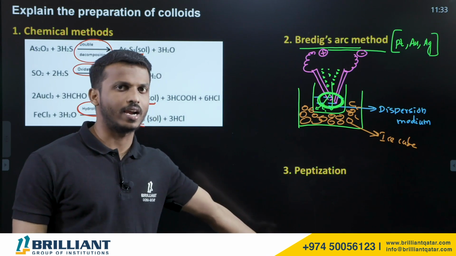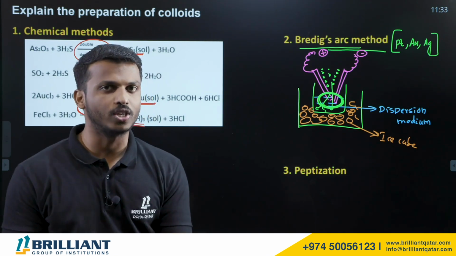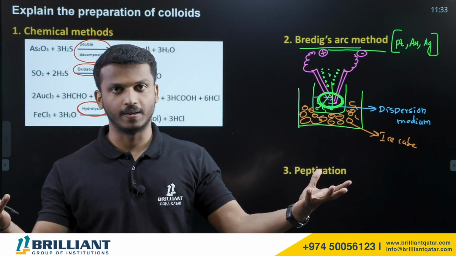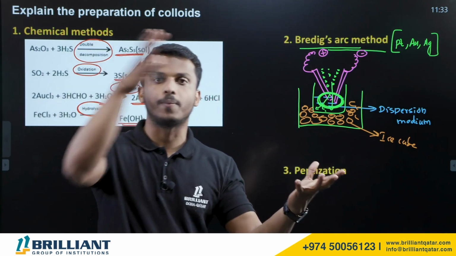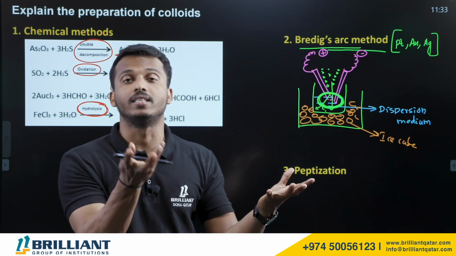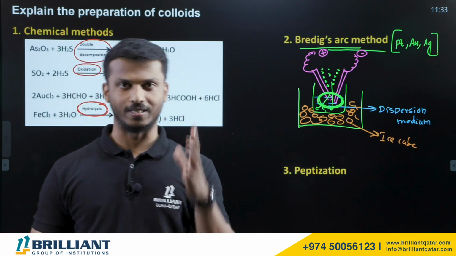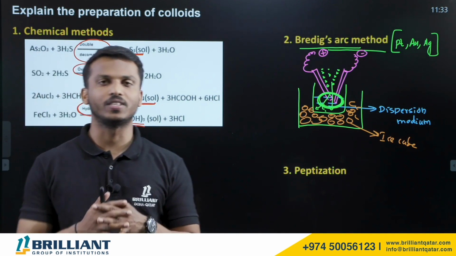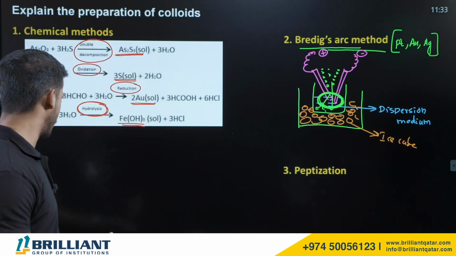Peptization we already discussed, right, dear student? What is meant by peptization? It is the preparation of colloid from precipitate. A colloid is prepared from a precipitate by adding a peptizing agent, which is called peptization. Okay, so these are the major topics in the chapter surface chemistry.